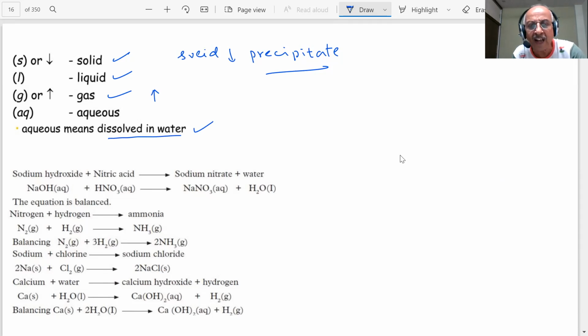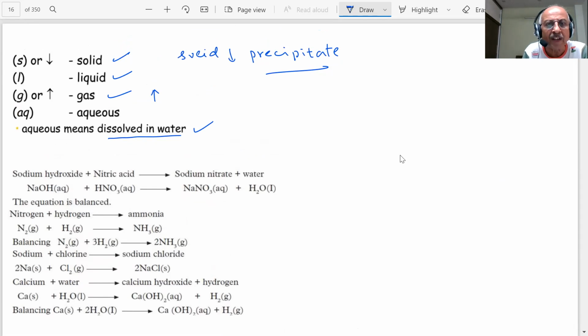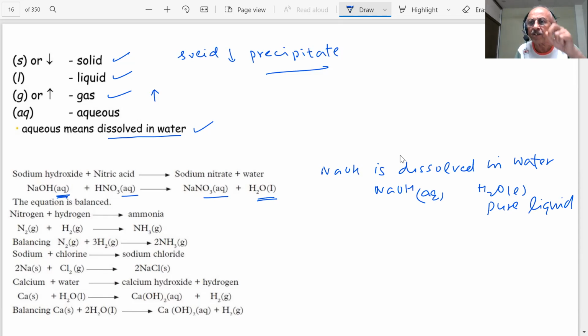And here are some important examples of the reactions which we have indicated, student. For example, sodium hydroxide plus nitric acid gives sodium nitrate and water. This is the equation, student. It is balanced as well. As you can see, sodium hydroxide aqueous. Aqueous means that NaOH is dissolved in water, student. That is why I am using NaOH aqueous, students. And nitric acid is also aqueous. NaNO3 produced is aqueous. Water liquid means that this is pure liquid, students. Pay attention, it's very important.